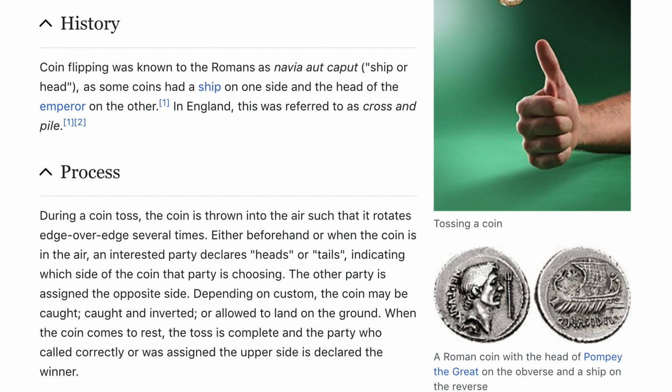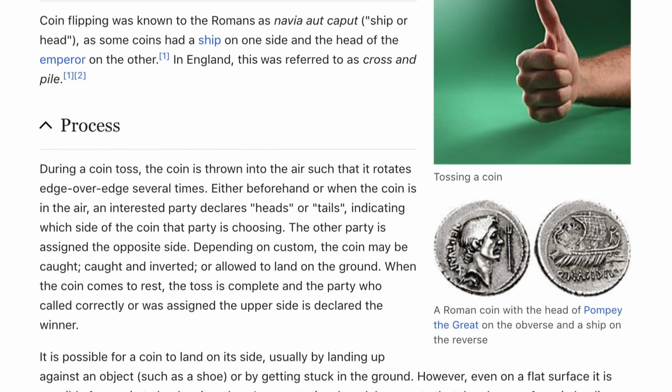History. Coin flipping was known to the Romans as navia aut caput, ship or head, as some coins had a ship on one side and the head of the emperor on the other. In England, this was referred to as cross and pile.